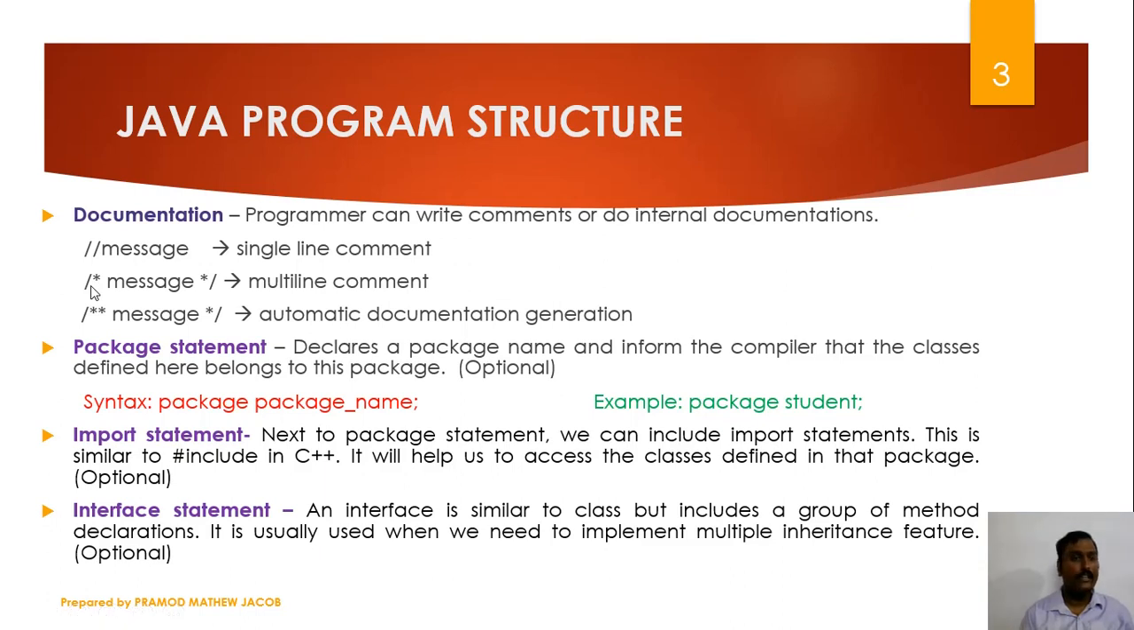We can incorporate comments in multiple lines or n number of lines. In the beginning of the first line we have to put a slash star, and at the end of the last line we have to put star slash. Next is slash star star, and we can write the message, and then you have to put a single star and close it with a slash. This will help the software developers to automatically generate the documentation.